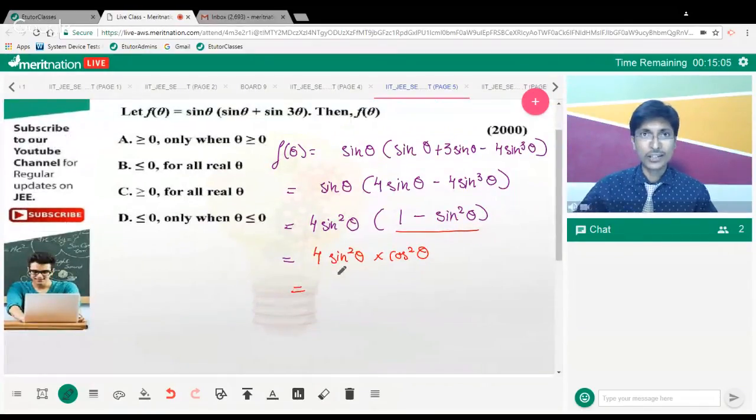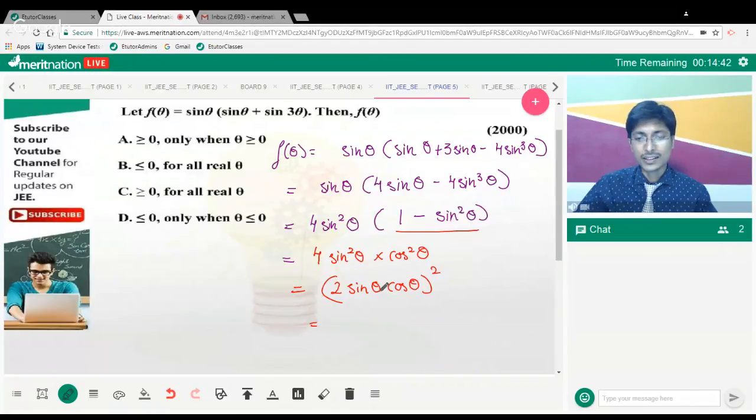Now, if I just simplify this, if I write it as 2 sine theta cos theta whole square. Why? Because if a number is squared, then obviously it's greater than or equal to 0. Square can never be negative.